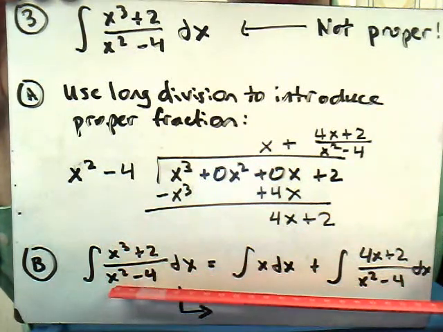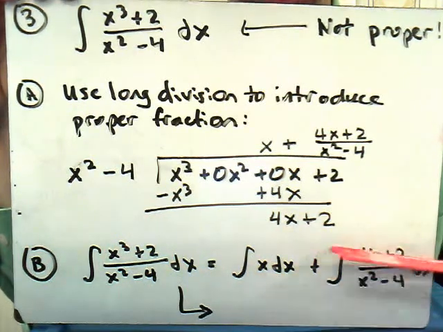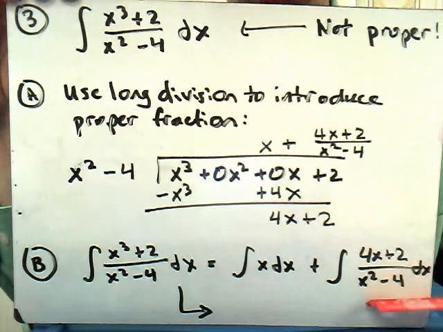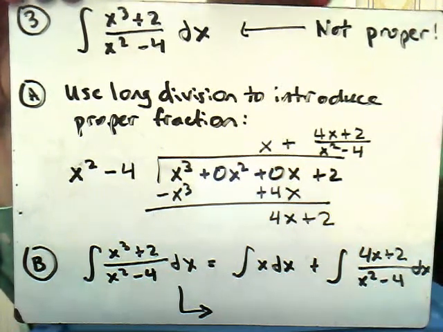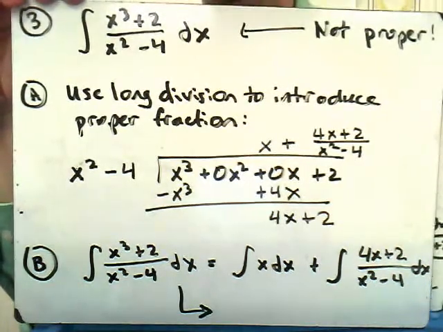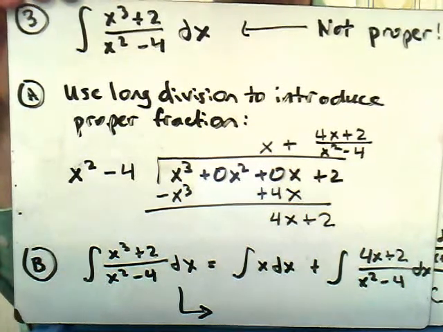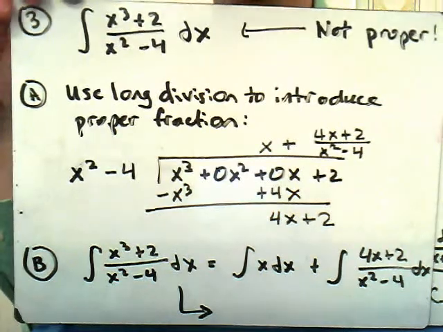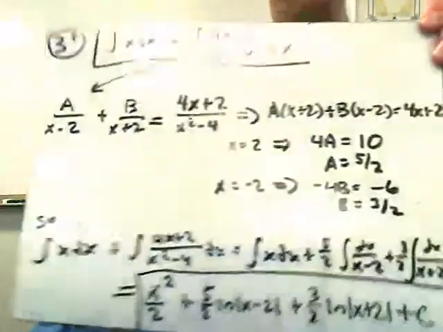This implies that we can rewrite our fraction as the integral of x dx plus the integral of 4x plus 2 over x squared minus 4 dx. What we do next is treat those integrals separately. I don't think that I need to go over very much how to do the integral of x dx. We'll see that in just a second. But we will use partial fractions to solve the second part of the integral there.